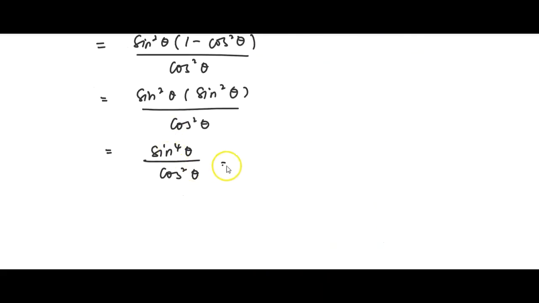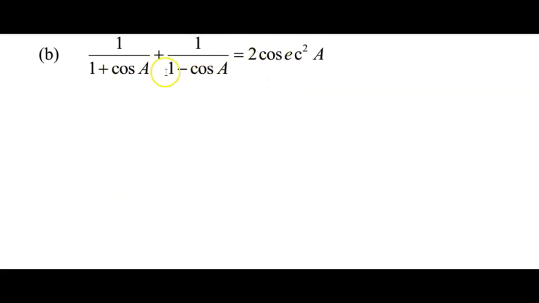So we say that this is equal to the right hand side. Then we say that we have proven the statement. For the second example, I'm going to prove this identity. I'm going to start from the left hand side, which I represent with LHS. The left hand side is 1 over 1 plus cos A plus 1 over 1 minus cos A.